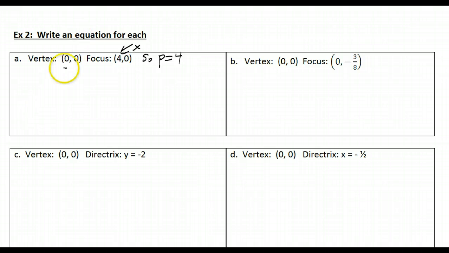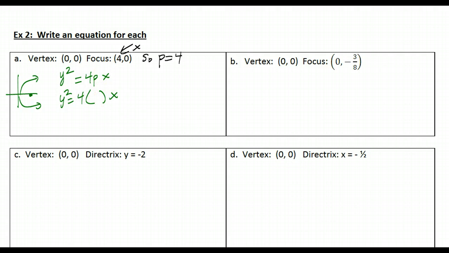So then what I do, once I have drawn my little picture, sorry, I probably erased that too fast. That's just my quick sketch. I know my graph opens towards my focus, is how I figured that out. All you do then is take your equation and plug in p. So I say y squared equals 4 times 4x. So my final equation is y squared equals 16x.